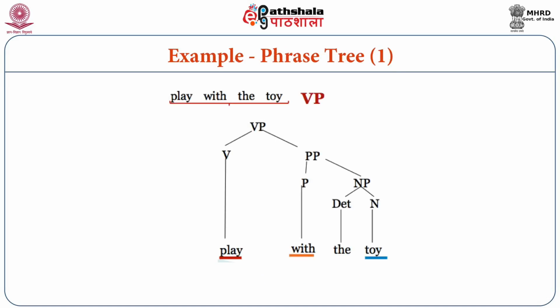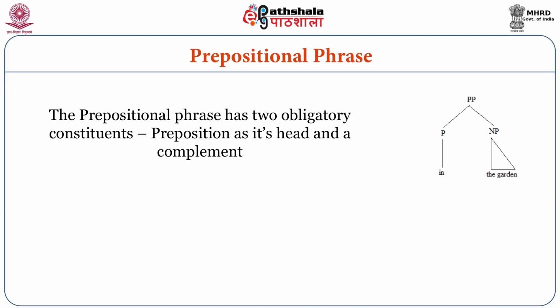This is again an example of a phrase tree, play with the toy, that is a verb phrase, where play is the verb and with the toy is the prepositional phrase. Then we have determiner, the, and noun, toy.